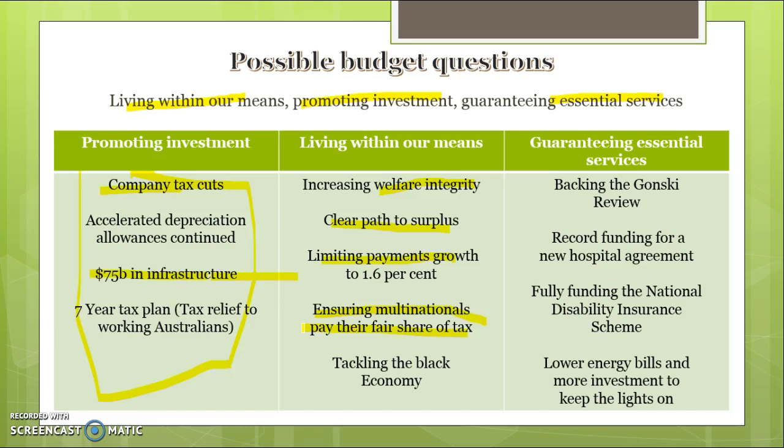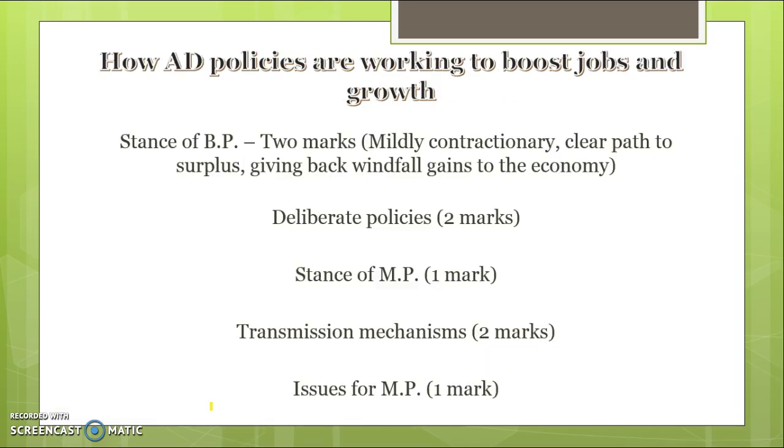In terms of guaranteeing essential services, this isn't something we spent as much money on, but things like the Gonski Review is ensuring that everyone's getting access to basic education, so $24.5 billion of funding there. There's been new funding towards hospitals. They've been ensuring that they're going to fund the National Disability Insurance Scheme. Additionally, they were going to use the Medicare levy to fund that, but they've found other ways to try and fund disability care, which is another way they're trying to provide essential services.